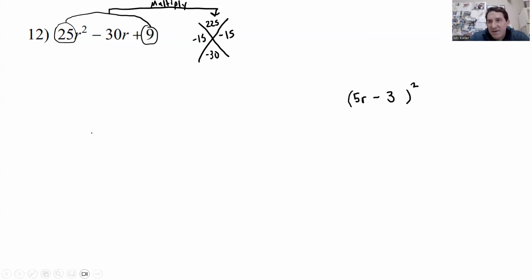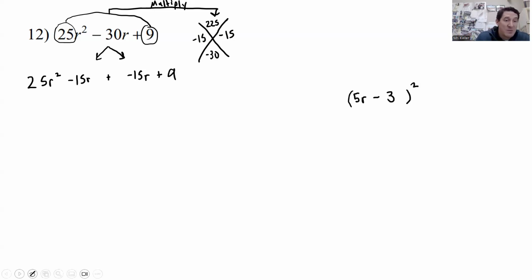Since I have the 25 in front of the r squared, I can't use the shortcut. So what I'm going to do is take this negative 30 and split it into a negative 15r plus a negative 15r. So again, negative 15r plus negative 15r is negative 30r. I'm going to bring down the rest of the polynomial. So 25r squared minus 15r plus negative 15r plus 9.